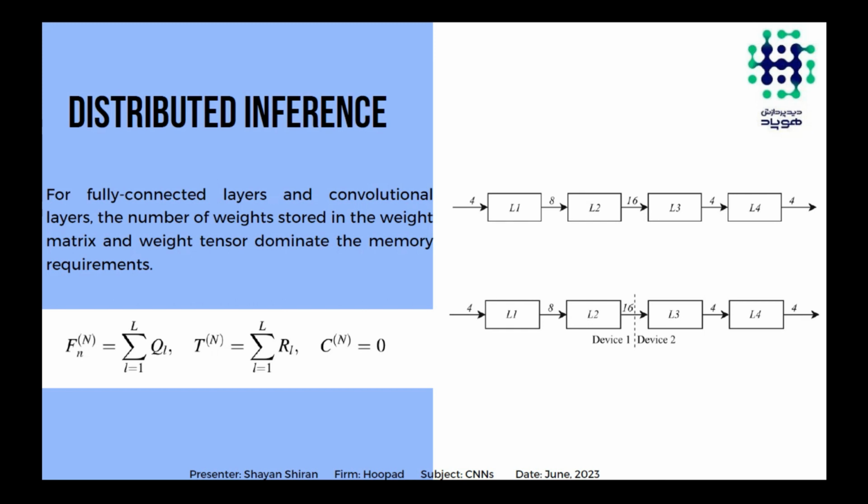So what is the L in the formula? It's the number of layers. You see, here for L1, it's 4 times 8. For example, for the memory footprint, it's 4 times 8. This is for one layer. Then the second layer is 8 times 16. And then we sum these together to get the memory footprint.